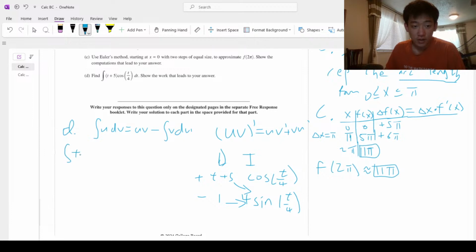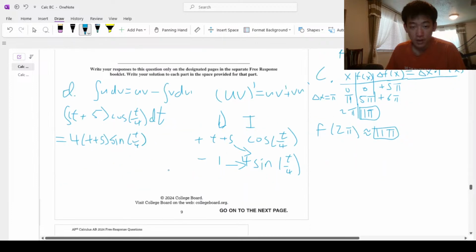So the integral of t plus 5 times cosine of t over 4. My plus looks like a t, and my t looks like a plus. Wow, I haven't gotten a freeze in a while. My internet's actually good. Let's go. This is equal to, you multiply across, so you can just write 4 times t plus 5 times sine of t over 4, and then minus the integral of 4 sine of t over 4.